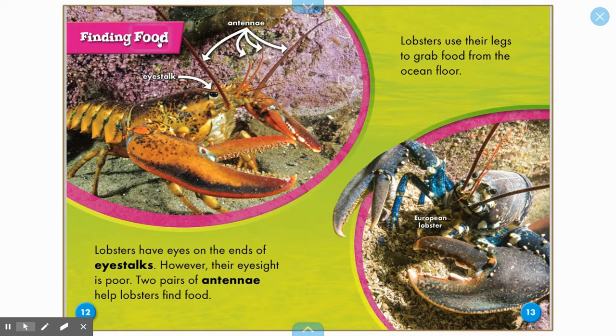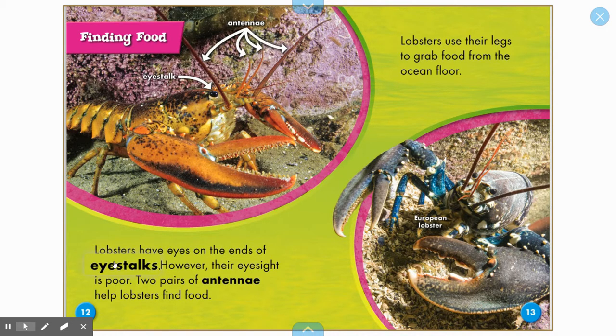Finding food. Ding, ding, ding. Another heading. Lobsters have eyes on the ends of side stalks. However, their eyesight is poor. Two pairs of antennae help lobsters find food.